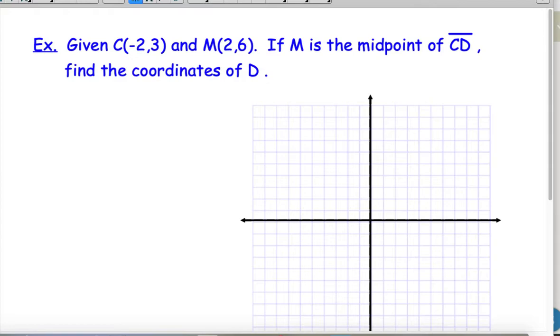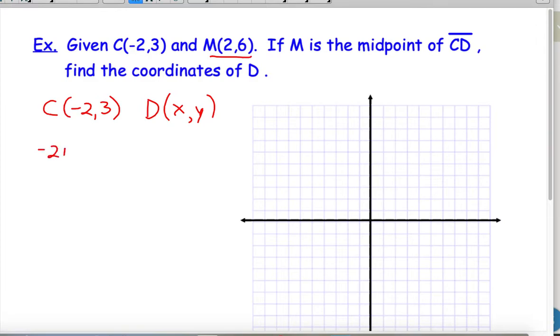And so I could say, okay, C is negative 2, 3. And then D, I don't know what D is, so I'm just going to call it x, y. I could call it x sub 2, y sub 2 if I like. But since I don't have an x sub 1, y sub 1, I'll just call it x and y. Less writing. There we go. All right, now I know when I calculate the midpoint, the answer is 2, 6.